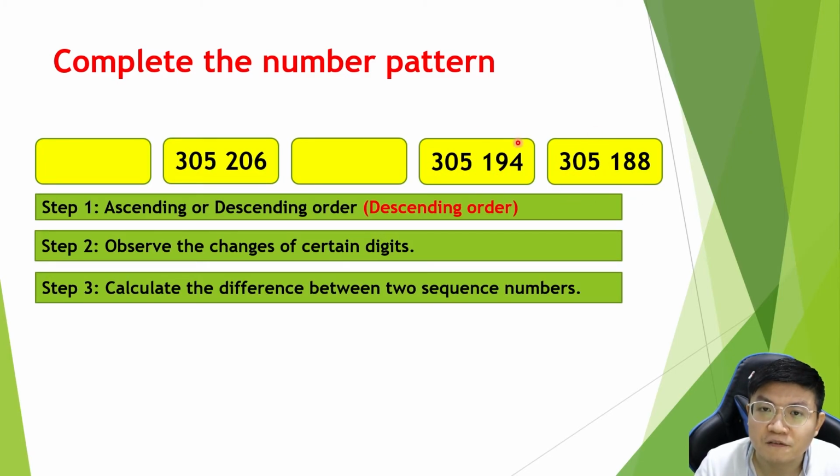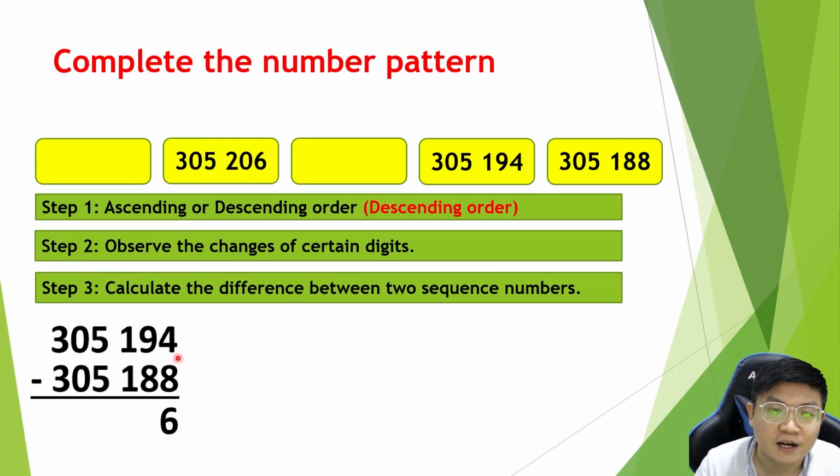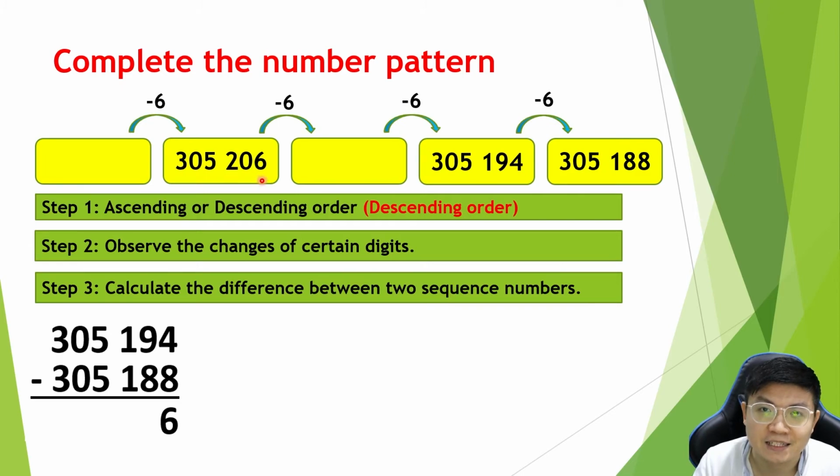Now, to find the difference, of course, you must be taking larger minus smaller, right? I'm taking 305,194 and I minus 305,188. So after I minus, I get 6. And I know this is descending order. Therefore, it's actually minus 6, the pattern. Minus 6, minus 6, minus 6, and so on.